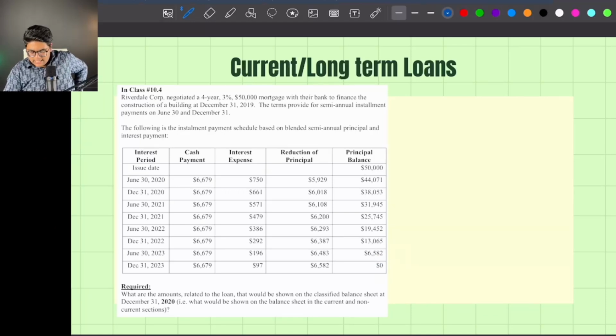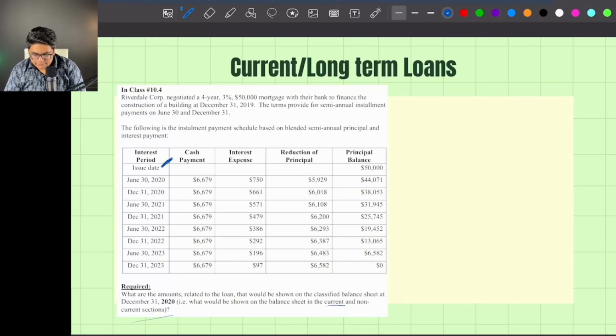So the question asks, what are the amounts related to the loan that would be classified on the balance sheet at December 31st, 2020 in the current and non-current sections. So this loan was issued on December 31st, 2019. And we have semi-annual payments for June 30th and December 31st, right? So this is the issue date, December 31st, 2019. But your principal balance is 50K, right?